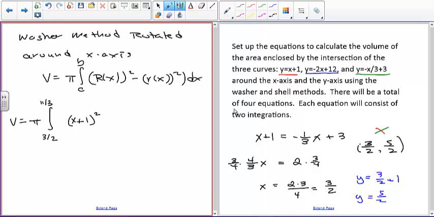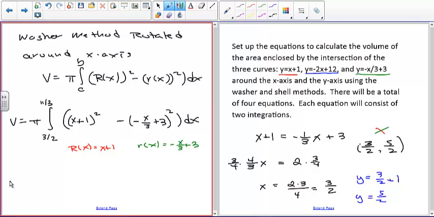So in this case, let's just write it out. R of x equals x plus 1. Then you're going to subtract small r of x, which in this case is the green curve. So you'll take minus x over 3 plus 3 quantity squared. So that's small r of x equal to negative x over 3 plus 3. And then you put a big parentheses around that and multiply by dx. So that's the first part.